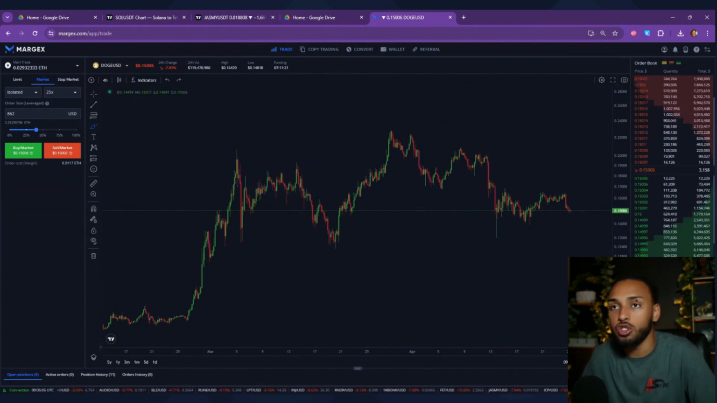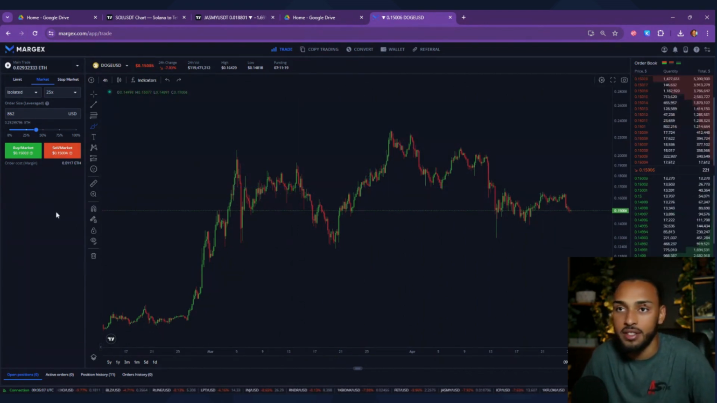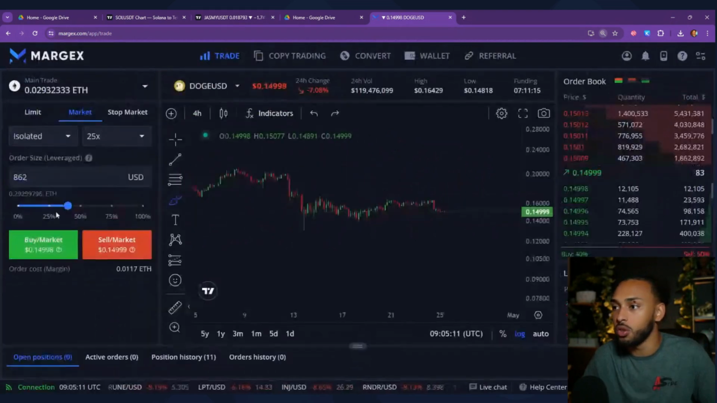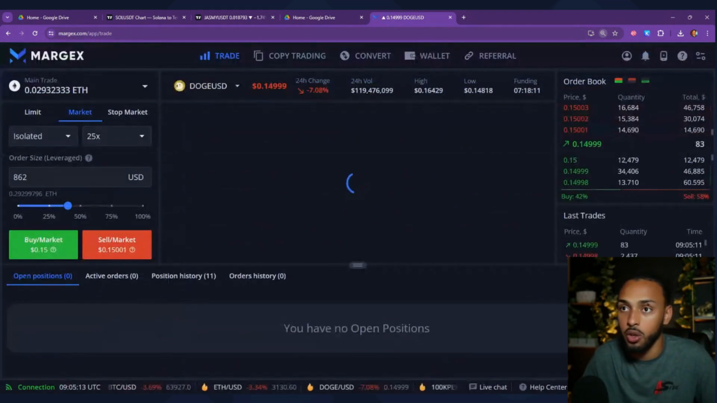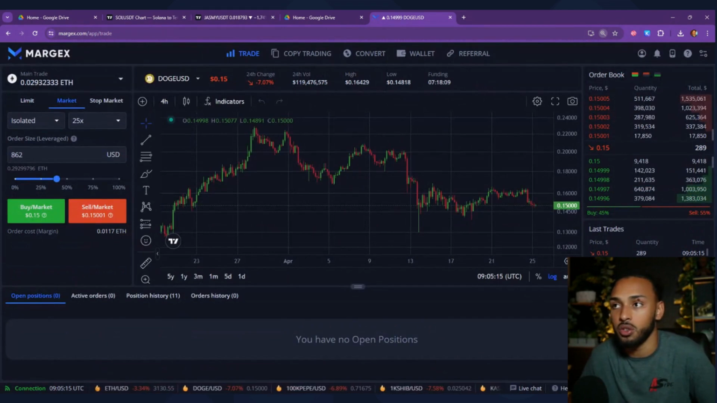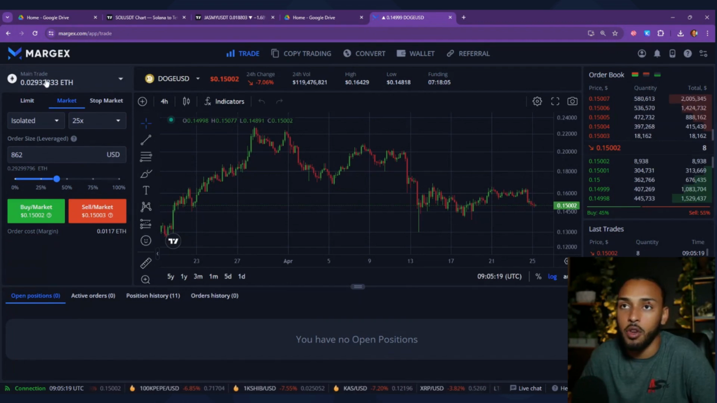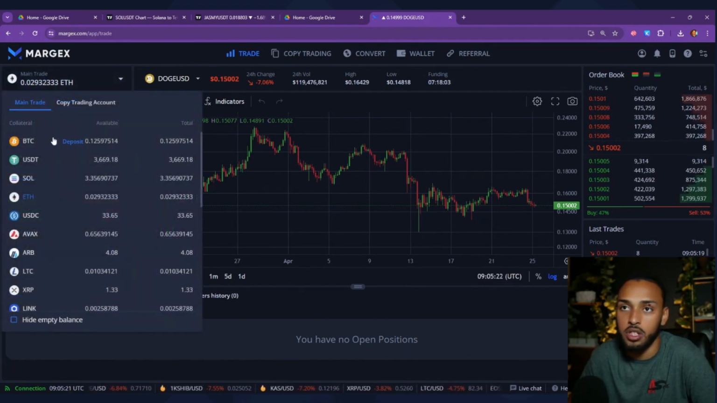The majority of your trading is going to happen over here on the left side of the screen. Let me make this just a little bigger so you can see a lot more of what is going on. At the top, you're going to have your main trade, which allows you to switch in between what you're using.